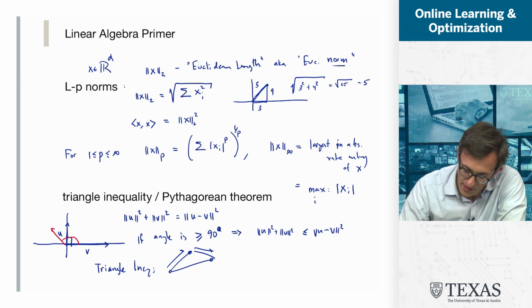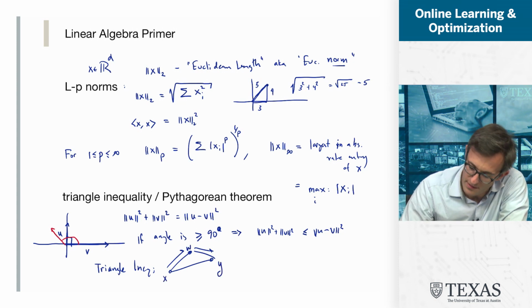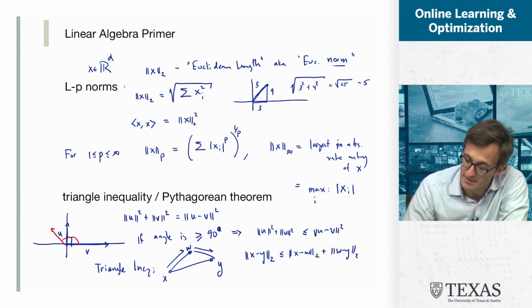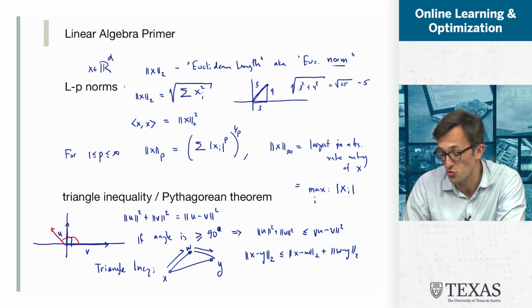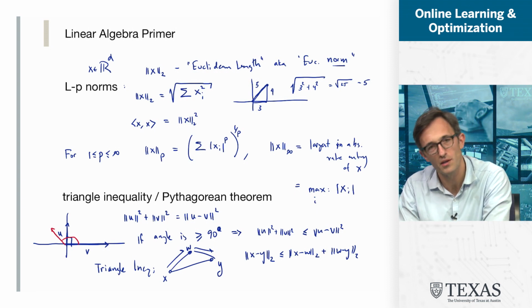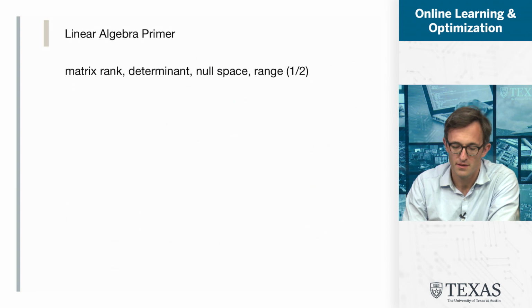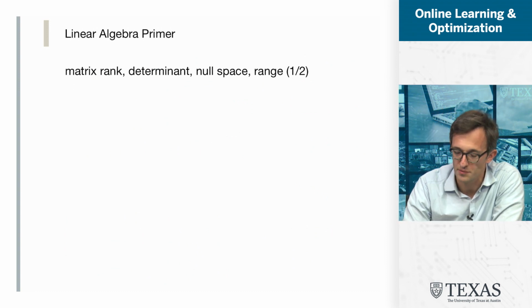So to write it differently, if this is x, and this is y, and w is any point, then the distance between x and y is less than or equal to the distance between x and w plus the distance between w and y. And this is true for any of these Lp norms, and this is true for any vector w and any vectors x and y. We're going to be using these properties. It's useful to have them at your fingertips for many of the calculations that we'll be doing.